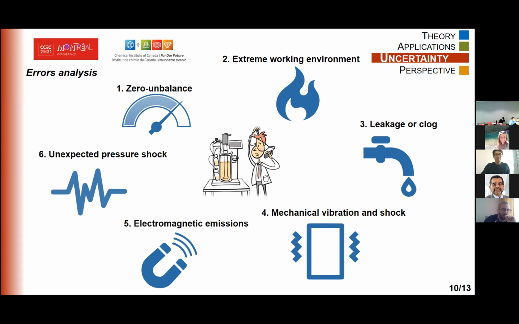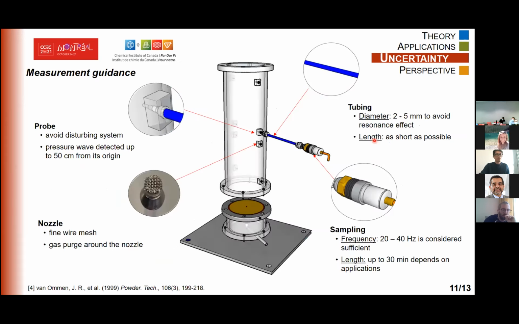And also, if you find your measured signal is significantly lower than you expect, there might be some leak and also clog in your tube. So of course, the arrangement for pressure measurements also has to be done specifically for the application you apply. So here, the example is for the bubbling bed.